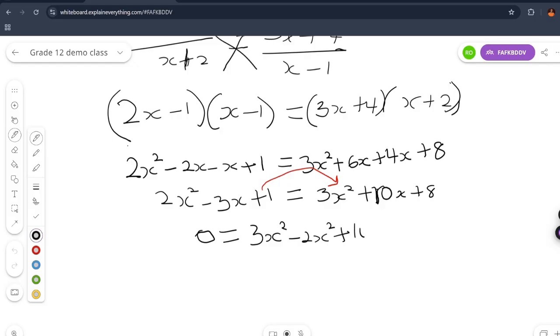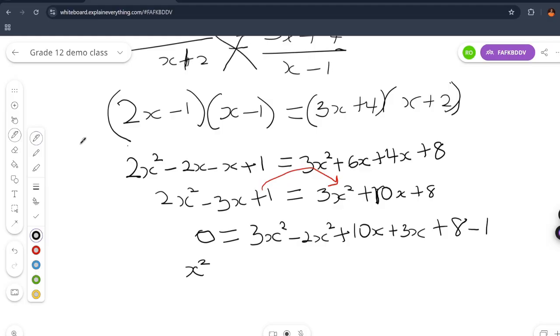Then we have 10x on the right hand side. When minus 3x comes to the other side, it becomes plus 3x. Then we have plus 8. When plus 1 comes here, it becomes minus 1. Now let's simplify. 3x squared minus 2x squared, that would give what? X squared, correct.